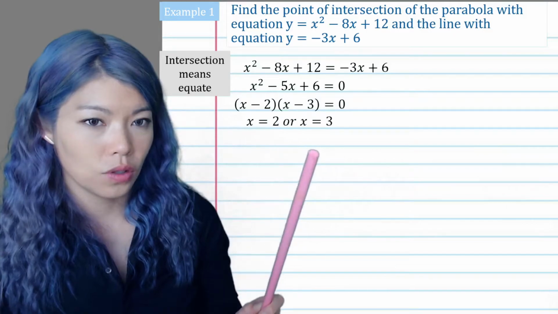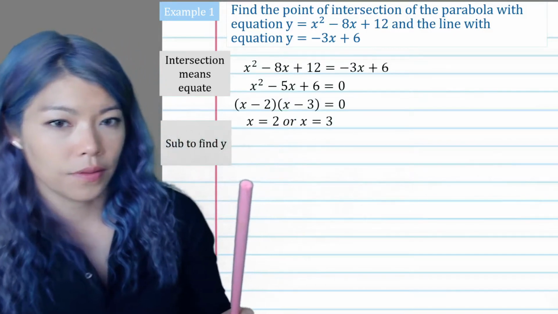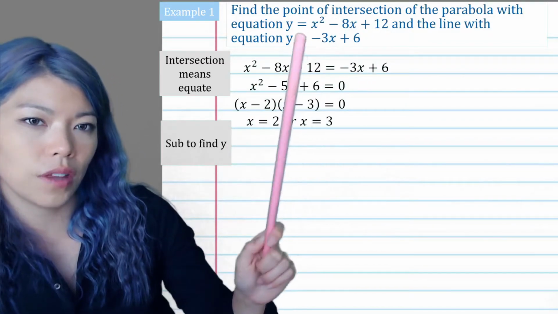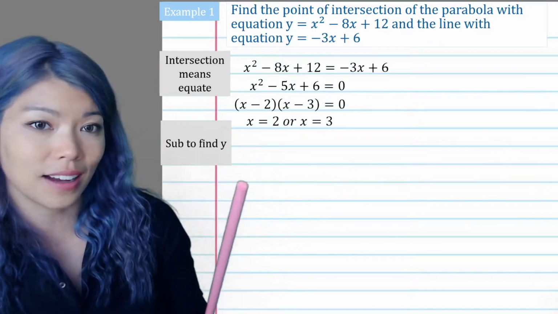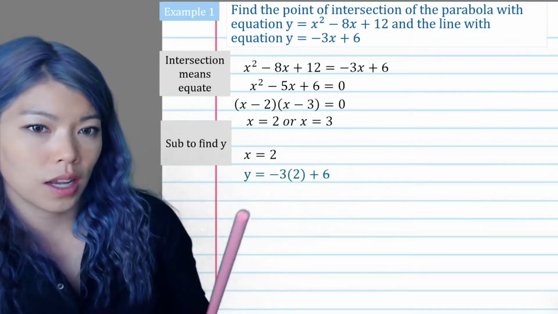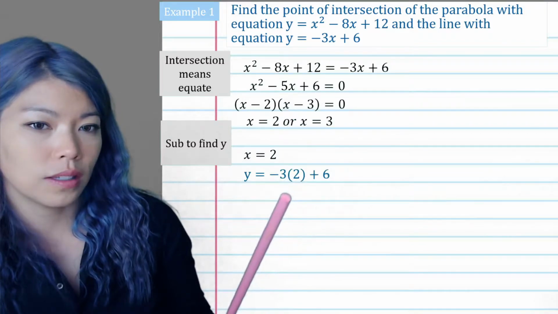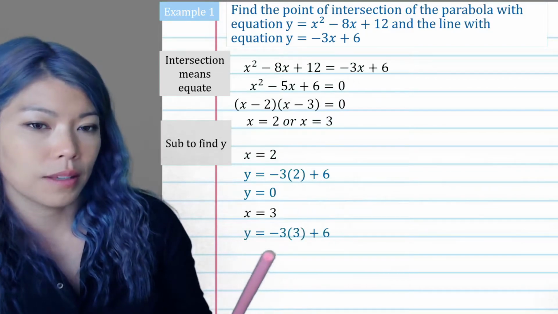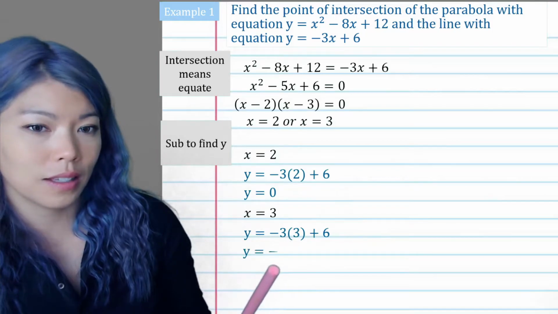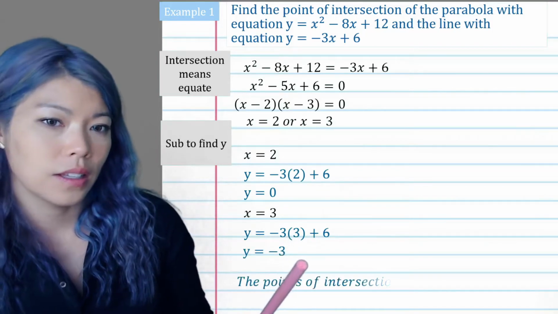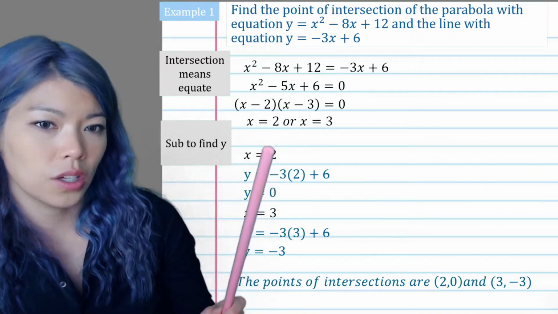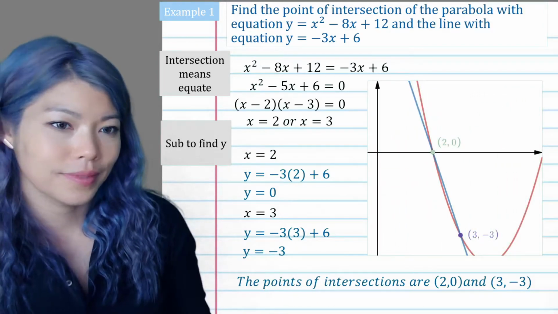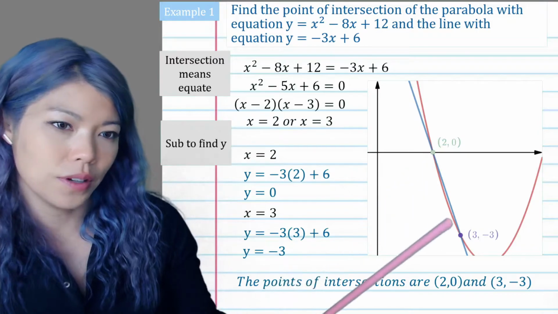So what do we do about these two things? We can find y. When x is 2, what will y be? I can plug it into either of the equations. I'm going to pick linear because it's a lot easier. So plugging x equals 2 into the linear equation, we have minus 3 times 2 is minus 6 plus 6 is 0. And then when x is 3, minus 3 times 3 is minus 9 plus 6 is minus 3. So we have the 2 points of intersection as (2, 0) and (3, negative 3). And it looks something like that.